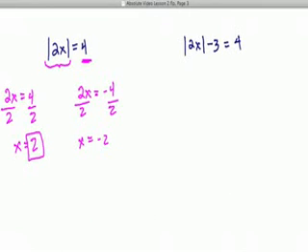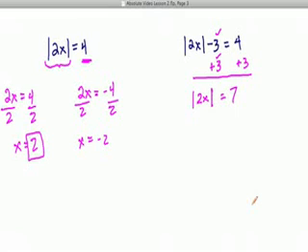We need to get this by itself before we ever solve. We have to get it by itself. And so the way that I'm going to do that is, because this is -3, I'm just going to do the opposite. I'm going to do +3. And it's going to cancel. And I'm going to have the absolute value of 2x equals 7.